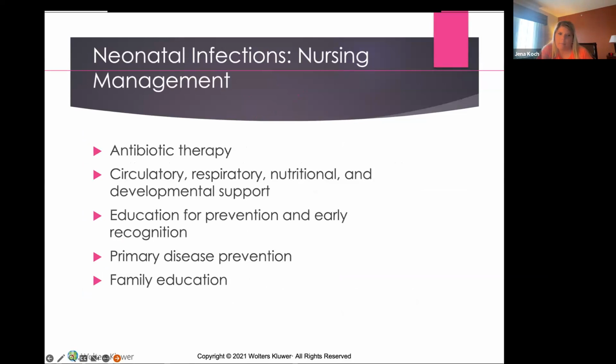They'll be started on antibiotic therapy prophylactically until the culture comes back with the organism identified, and then making sure that the correct antibiotic is being administered to treat that organism, maintaining their circulatory and respiratory support, nutrition, and then depending on what is causing the sepsis, education, and then primary disease prevention.